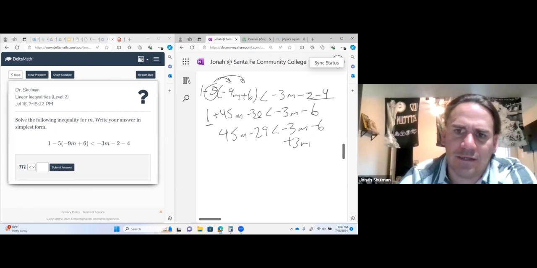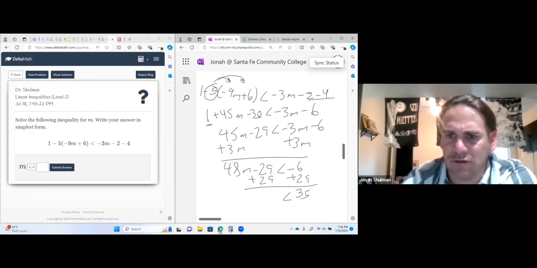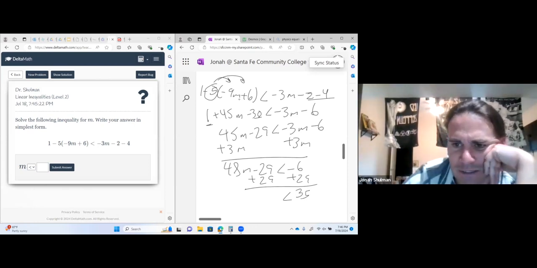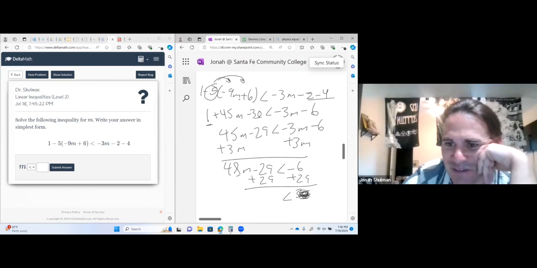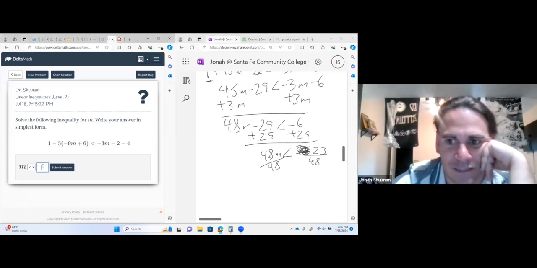Always leave this on this side. So I have 48m minus 29 is less than negative 6. I'm going to add 29. So it's 6 plus 29 is going to be a 35. Wait, what? It was a minus and I added it. So I'm a liar. It's going to be a positive 23. My bad. So we divide them both by 48. The sign's not going to change. Oh, and I don't think we can simplify that. I think it's just going to be 23 over 48. So, oh, it's right how we like it.